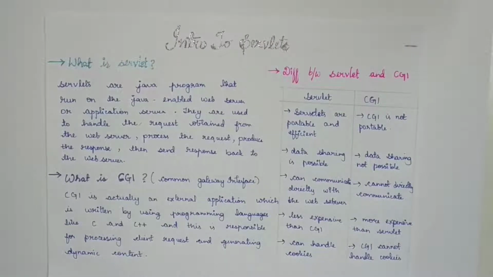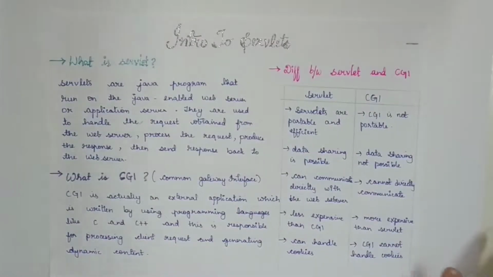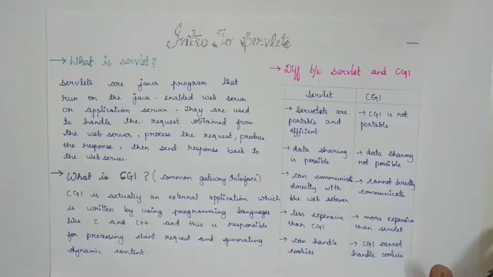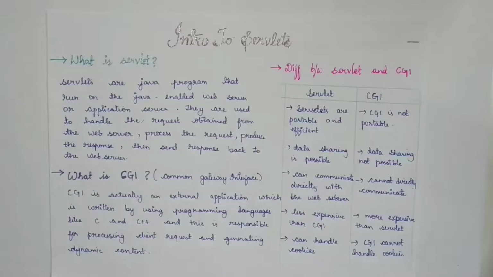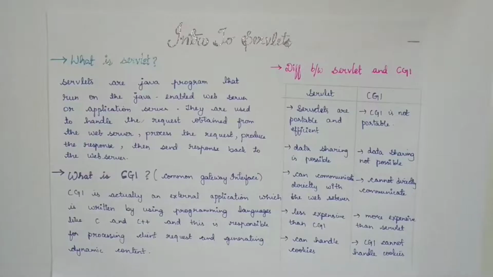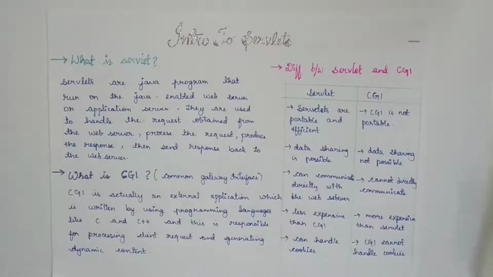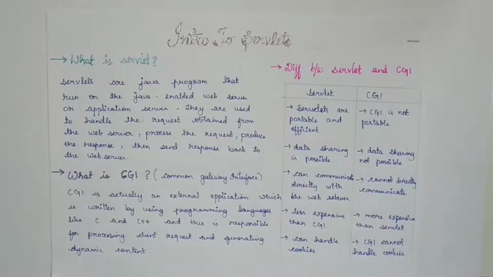Now let us know the difference between servlet and CGI. Servlets are portable and efficient, whereas CGI is not portable. In servlets, data sharing is possible and the data is shared immediately whenever you get the request, whereas in CGI data sharing is not possible immediately. Servlets can communicate directly with the web server, and you cannot communicate directly in CGI; you need a client to communicate. Servlets are less expensive than CGI because of the direct interaction with the web server. You don't need a client and you don't need to pay for one. CGI is more expensive than a servlet. And CGI cannot handle cookies, whereas servlets handle cookies.